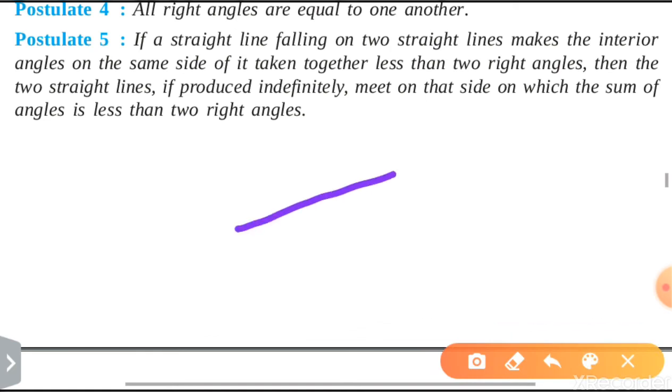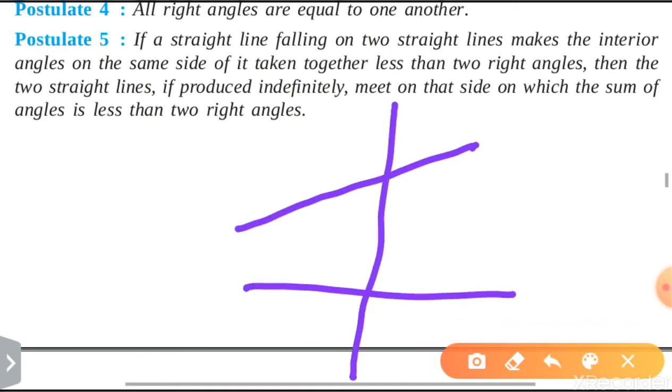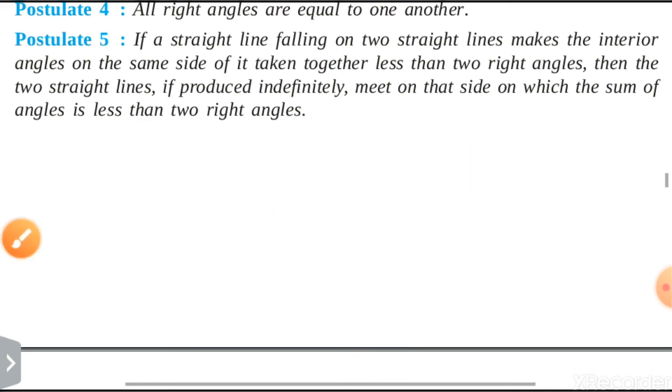That means there are two straight lines, and one straight line is falling on these two straight lines, and if the sum of these two interior angles is less than 180 degrees, then if we extend these two lines, they will definitely meet at a certain point. This is a very important postulate.